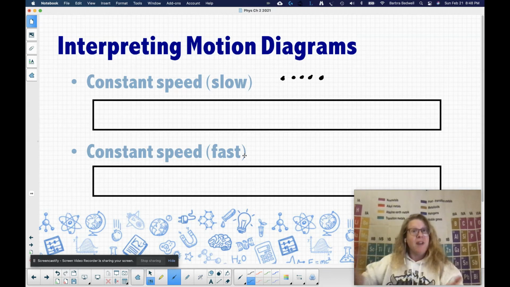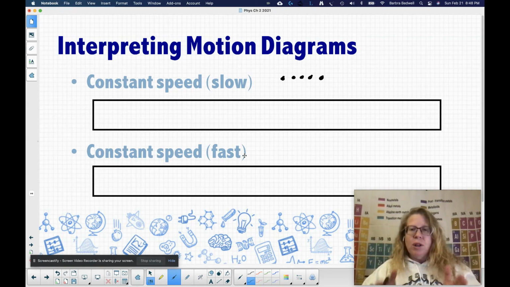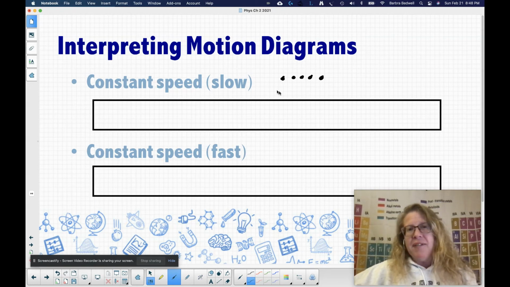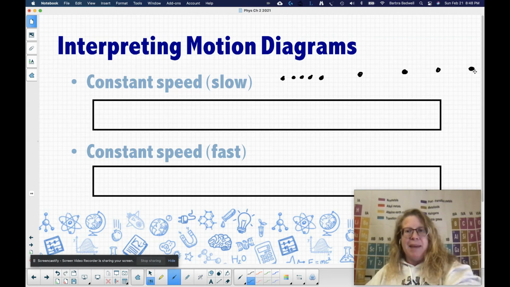Versus if it's moving fast, how far is it going to move every second? So think about how close together your dots are going to be. I've got a series of dots written up here. What if I had dots that were more like this? Which of those would be more likely to represent an object that's moving fast? Well, you guys know this. If you're moving quickly, you're covering a lot of distance in a small amount of time. And if you're moving slowly, you're only covering a tiny amount of distance in the same amount of time.